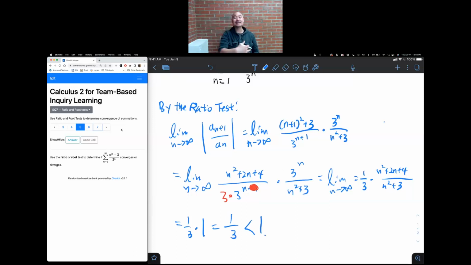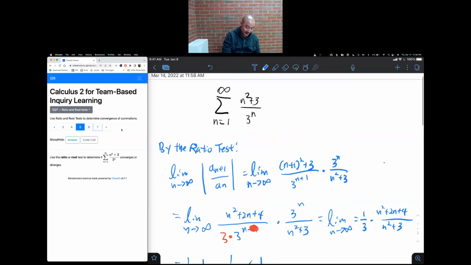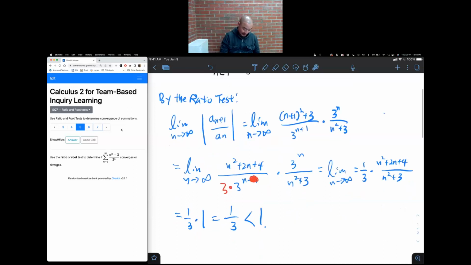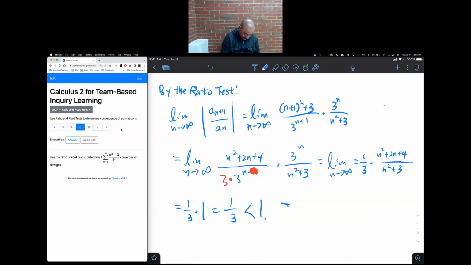That means as n approaches infinity, each term is going to be about 1/3 of the previous term. And that means the series behaves like a geometric series as n increases, where the common ratio is 1/3, which makes sense because we have a 3 to the n in our denominator. And so thus this series converges by the ratio test.